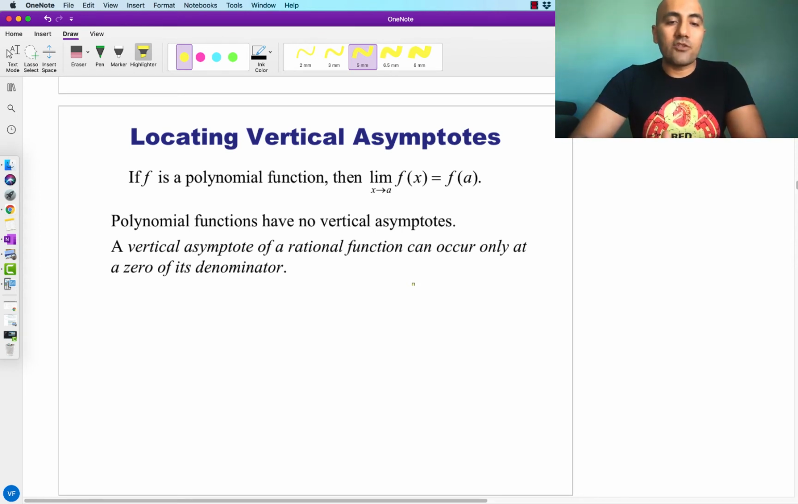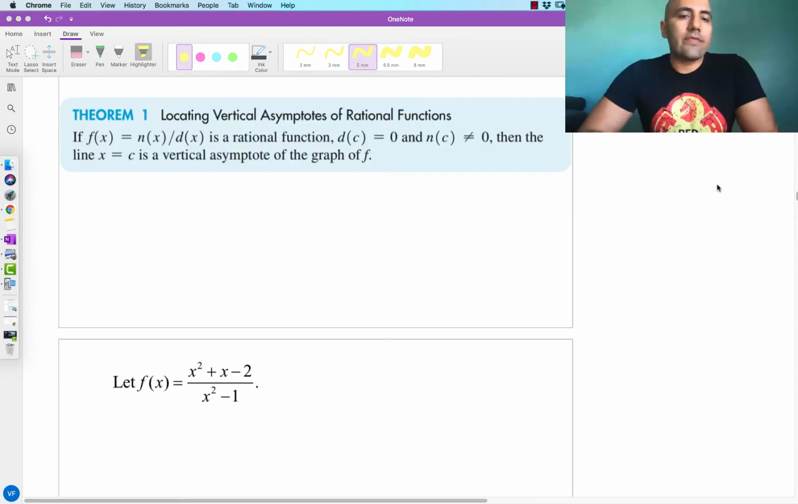A vertical asymptote of a rational function can occur only at a zero of its denominator. Remember, a rational function is a function that looks like a giant fraction where the numerator is a polynomial and the denominator is a polynomial. So a vertical asymptote can only happen when we have the possibility of having a zero in the denominator. Okay, Theorem 1, locating vertical asymptotes of rational functions.